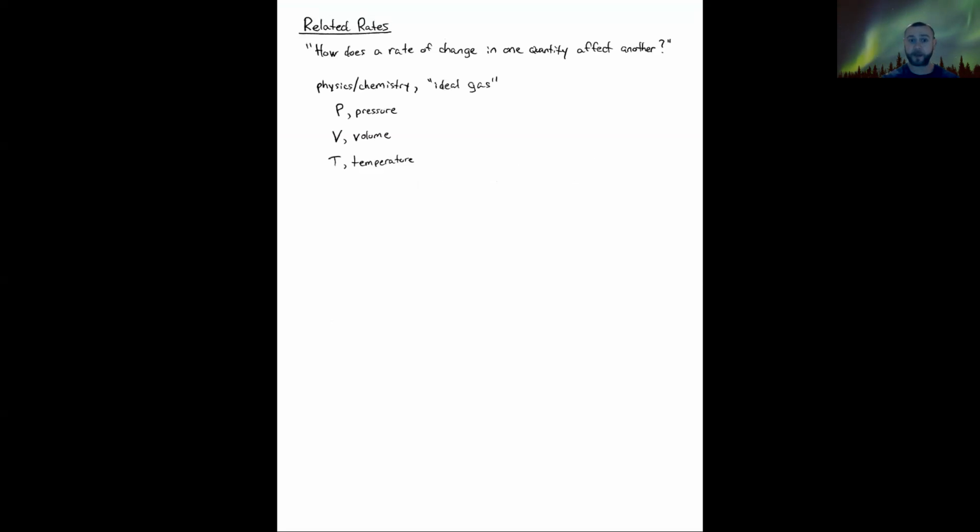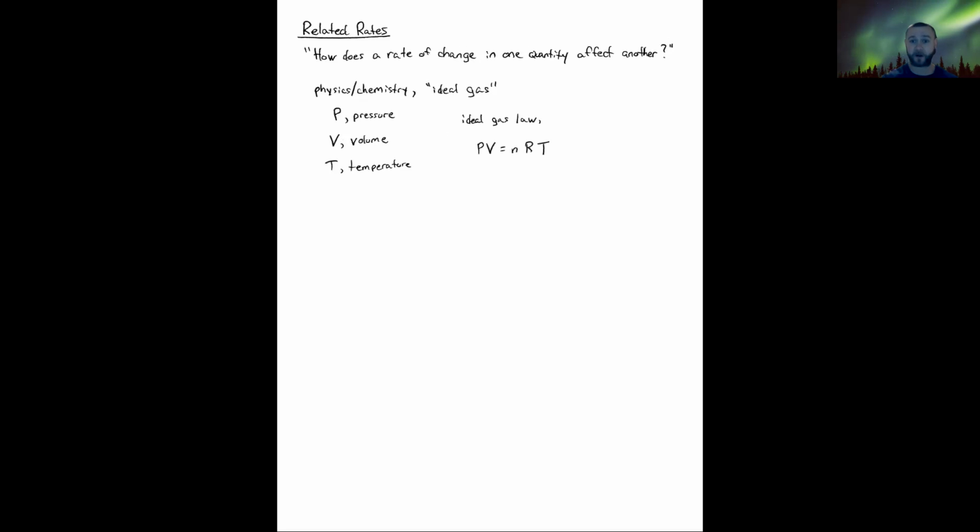All right, let's think of an example, maybe from your science courses, to motivate this. Think back to maybe physics or chemistry with what was called an ideal gas. So we have P denoting the pressure, V denoting the volume, and T denoting the temperature of that gas. If we put that all together, we get the ideal gas law, PV equals nRT. Now we might ask, with P, V, and T all changing in time, how does one rate of change affect another?